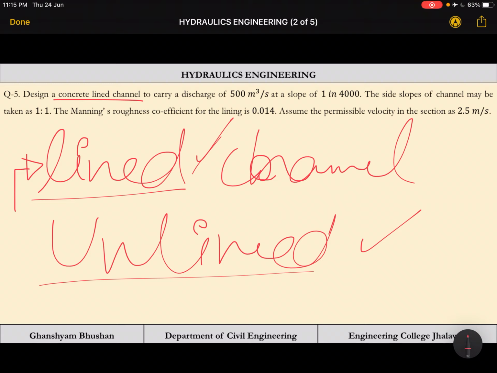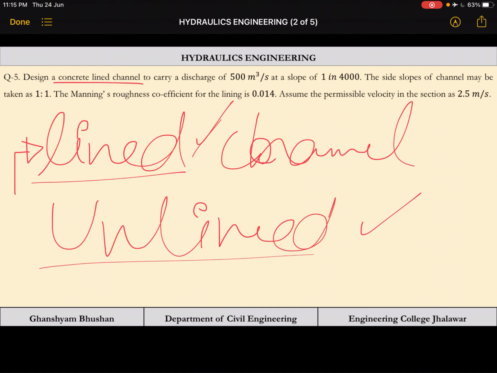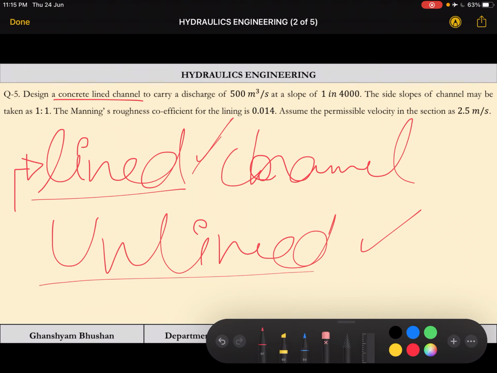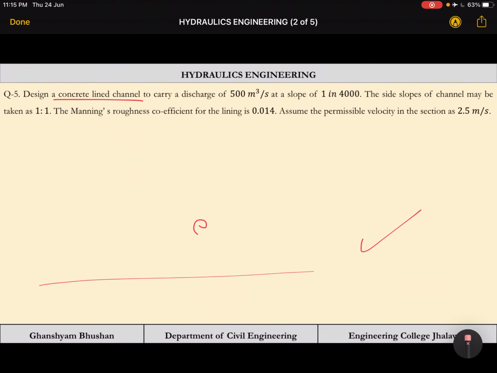So lining is very much beneficial for us, and it will prevent the loss of water, so that we can provide the water to the farmers, or where the water is required we can easily provide that water for a nominal cost. So the channel is lined and it is carrying a very huge discharge. You can see the discharge value also, 500 meter cube per second. The discharge of 500 meter cube volume is passing every second.